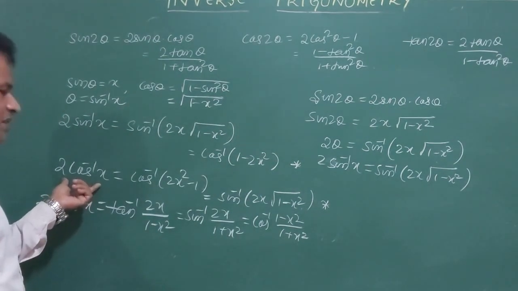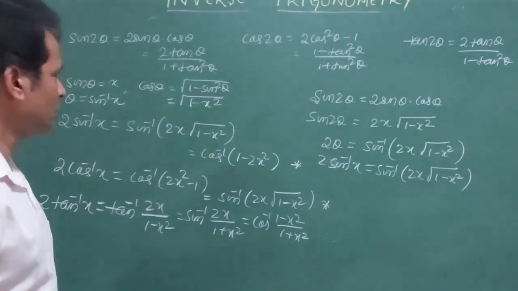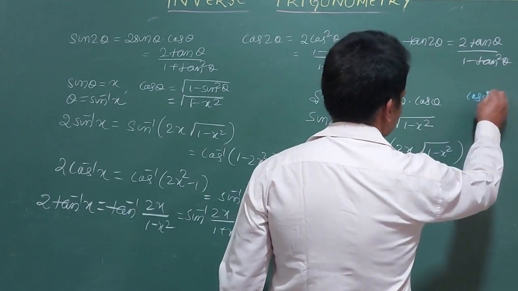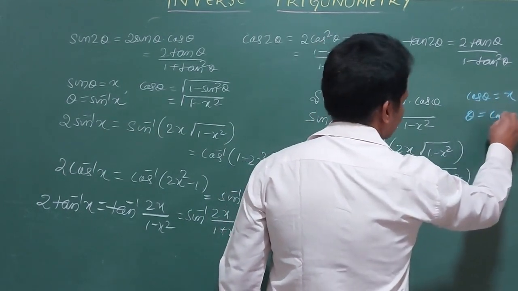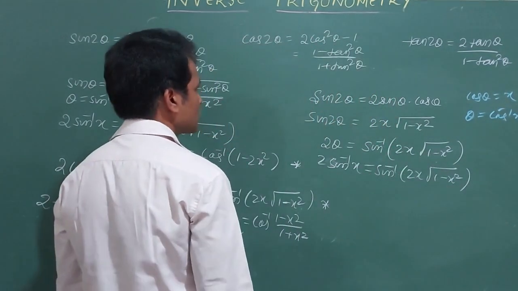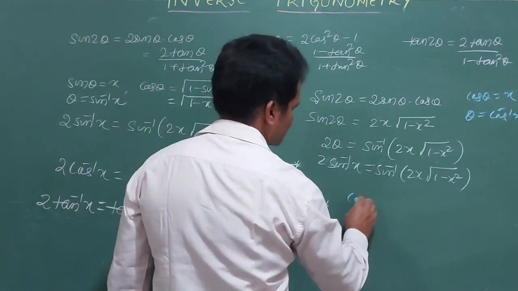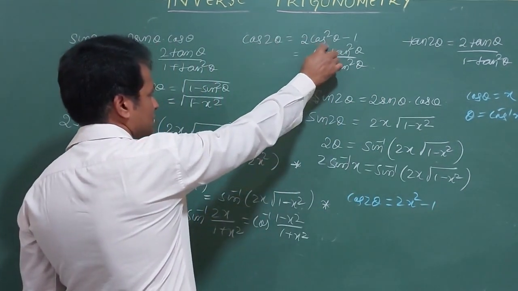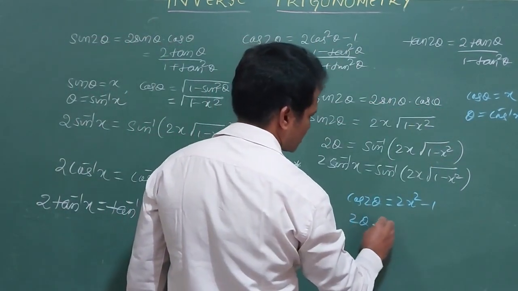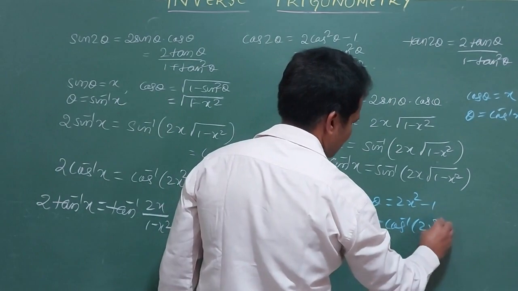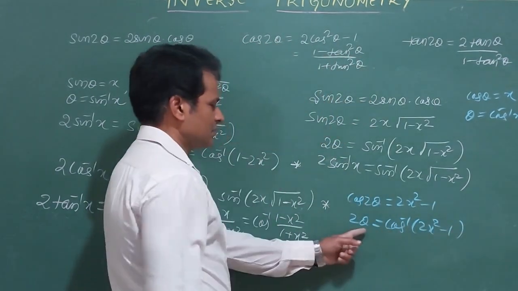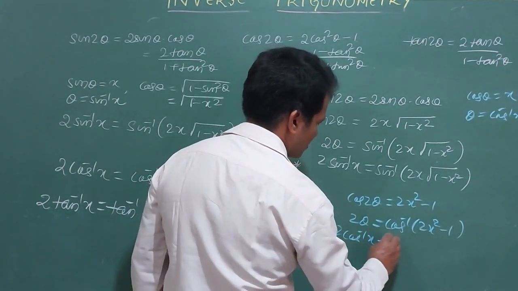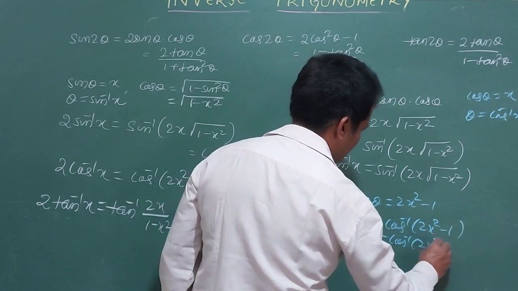Similarly, 2 cos inverse x. Think about cos 2 theta. What is cos 2 theta? 2 cos square theta minus 1. Take cos theta is equal to x. Theta is equal to cos inverse x. So apply the formula here. Cos 2 theta is equal to 2x square minus 1. Instead of 2 cos square theta, I have replaced the value. So 2 theta is equal to cos inverse 2x square minus 1. Replace theta. What is theta? Cos inverse x. I got the formula. 2 cos inverse x is equal to cos inverse 2x square minus 1.